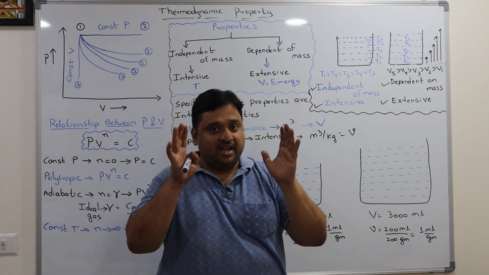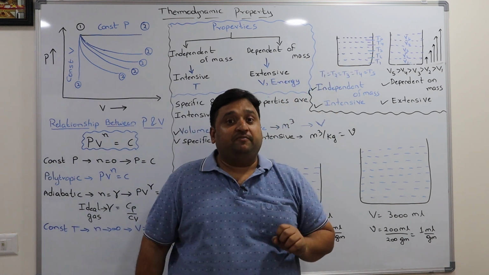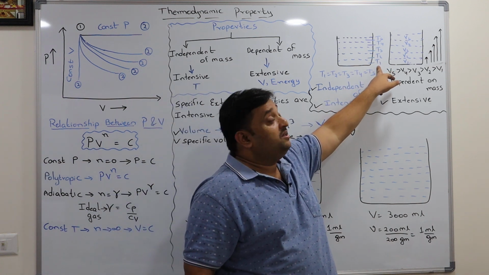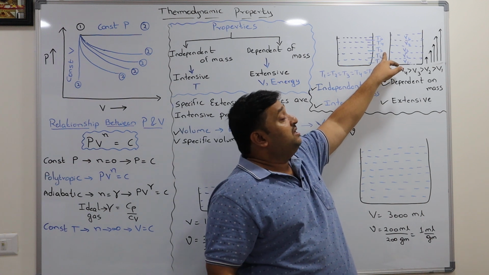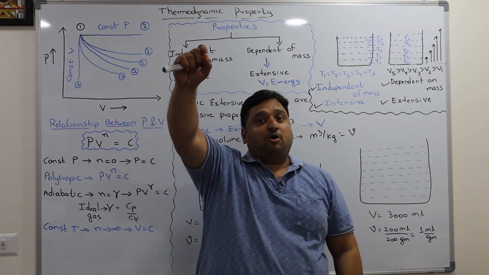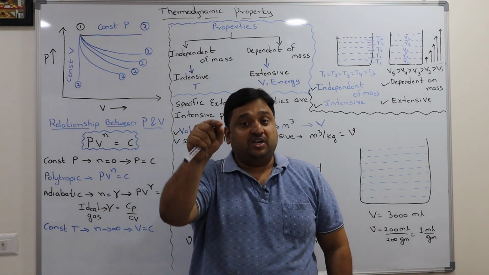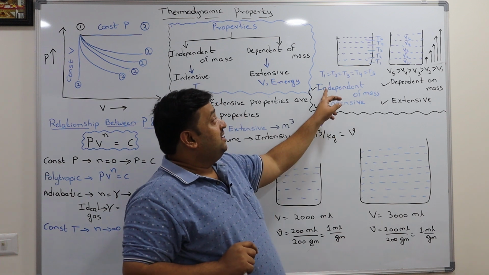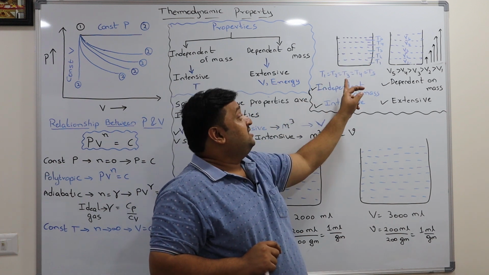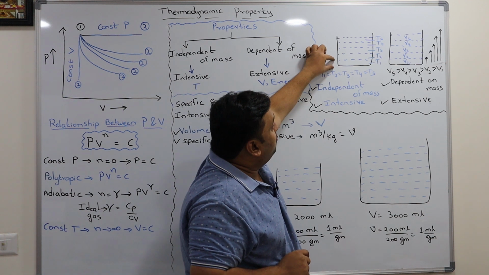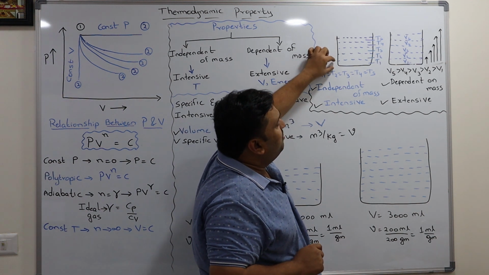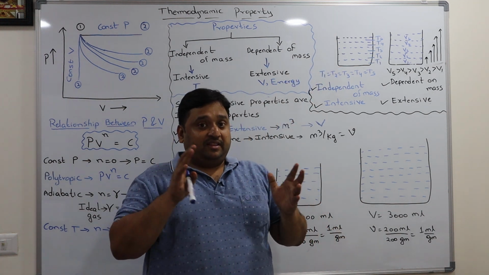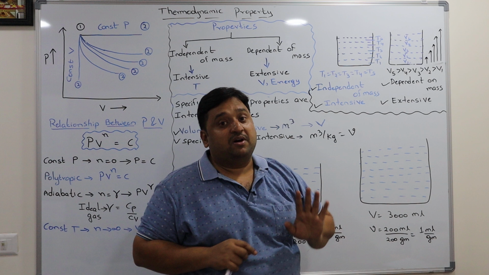Take an example. Take a beaker, fill it up with water. Measure the temperature at the bottom, measure the temperature at the middle, or measure the temperature at the top surface. Anywhere you measure, the temperature will be the same. So that is why temperature is such a property which is independent of mass, whether you are talking about 1 ml, 2 ml, 3 ml, 4 ml, 5 ml, or 1 kg, 2 kg, 3 kg, 4 kg, 5 kg. Wherever it is, it is independent of mass.